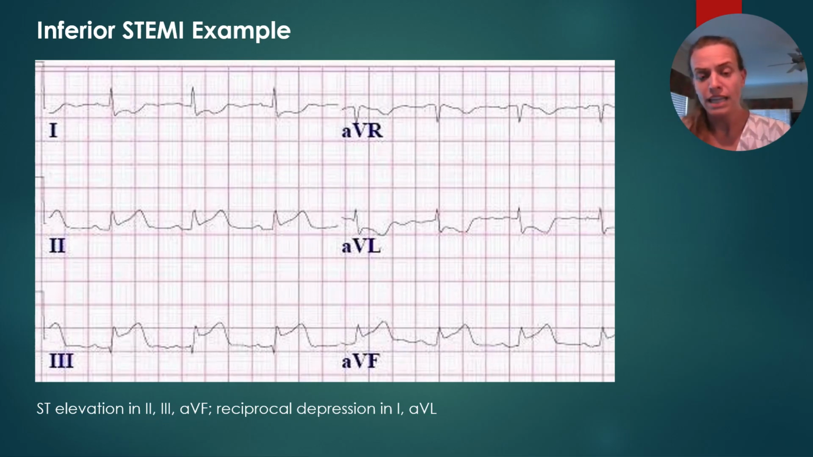So that's reciprocal change, and that confirms that this would be considered an inferior STEMI. Now, in most cases, an inferior STEMI is caused by an occlusion of the right coronary artery. It could also be the circumflex, but generally it's the RCA. We're going to review this a little bit more in our treatment, but inferior STEMIs oftentimes can involve the right ventricle. If it involves the right ventricle, we do not want to give nitroglycerin.